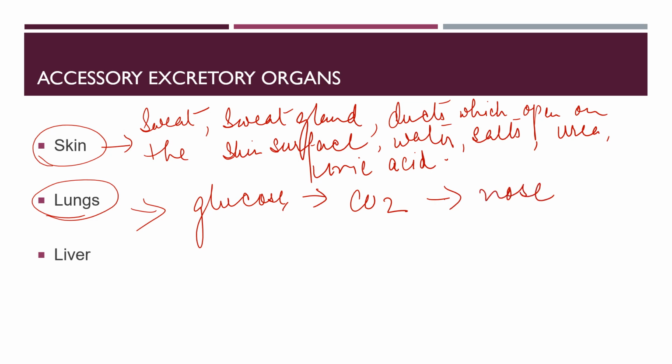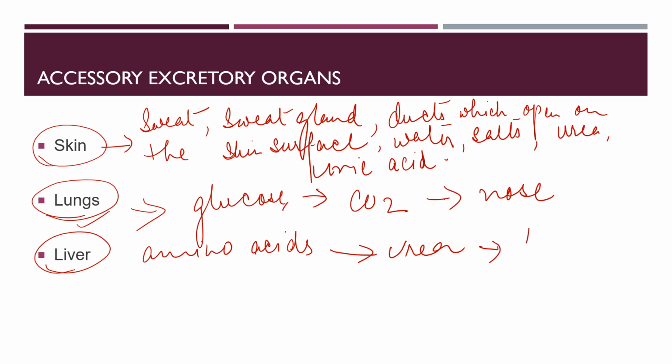So the lungs here are acting as an accessory excretory organ. Now next comes the liver. The liver plays an important role in the breakdown of amino acids. It breaks down the amino acids and produces urea. This urea is then carried to the kidneys, and from there it is excreted out through the urine.